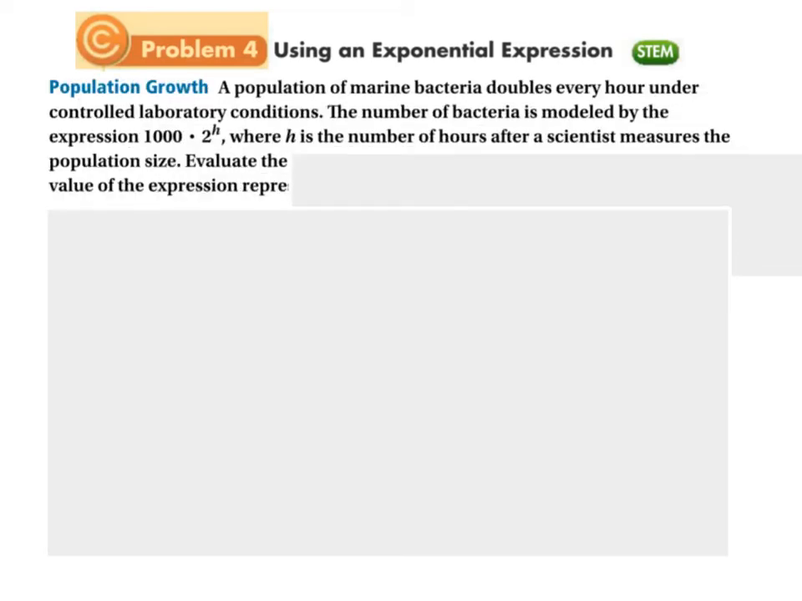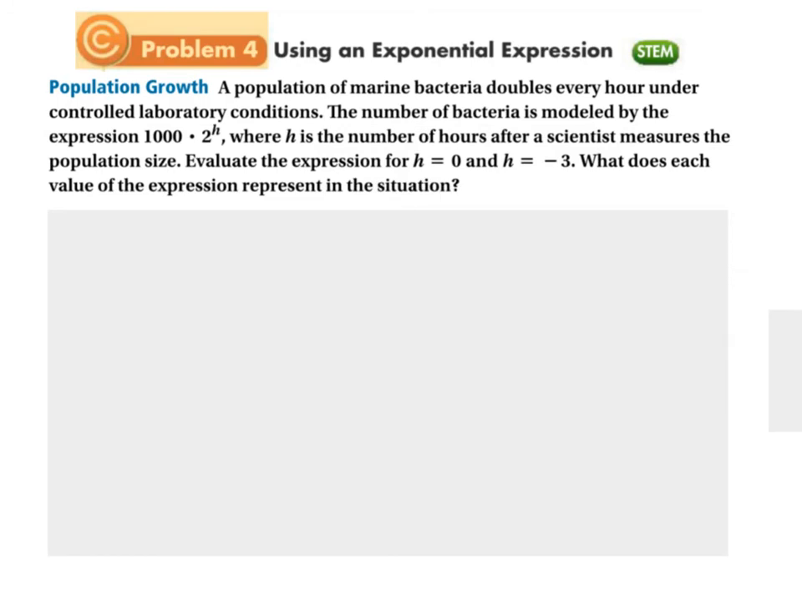So here is the problem. A population of marine bacteria doubles every hour. So you are going to be able to guess that it's going to be a base of 2. We're going to be multiplying by 2 after every hour. Okay, doubles every hour under controlled laboratory conditions. The number of bacteria is modeled by the expression 1,000 times 2 to the h, where h is the number of hours after a scientist measures the population size.